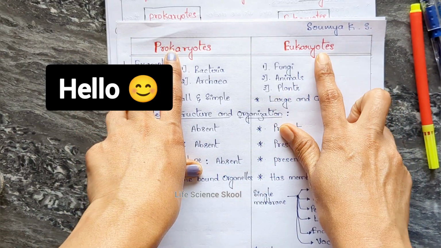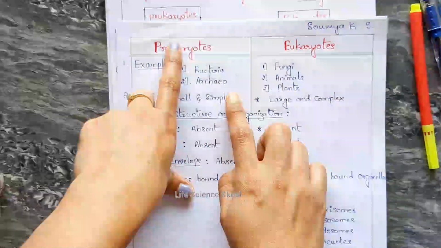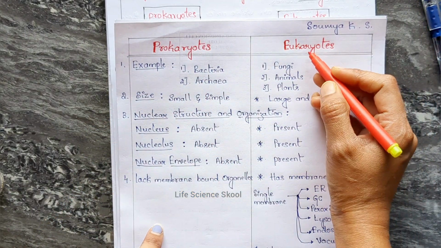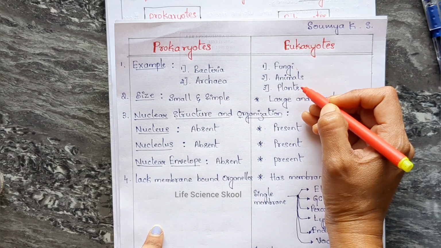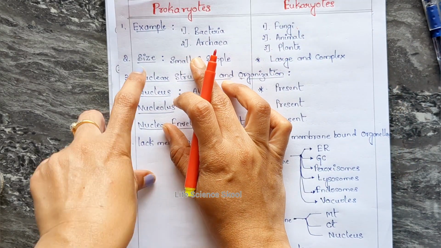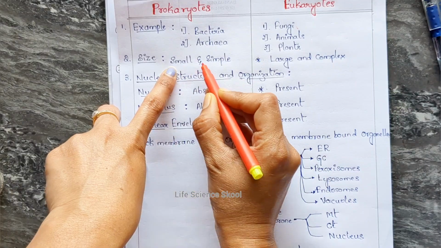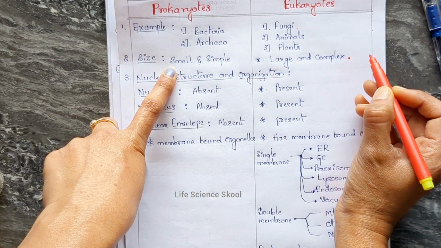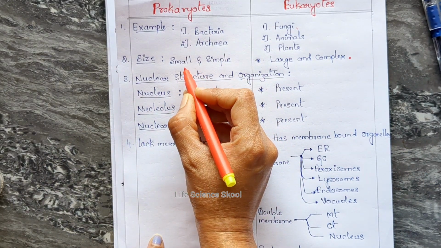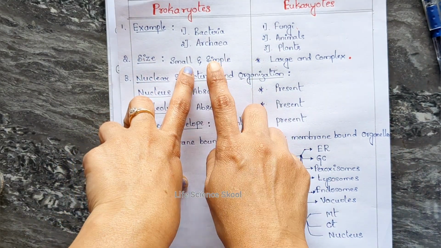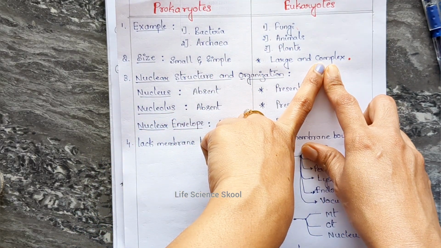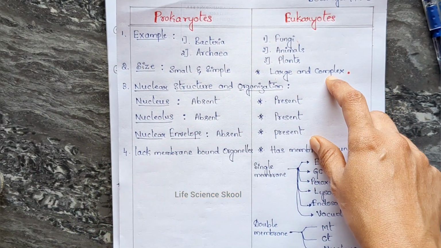Differentiation between prokaryotes and eukaryotes. Example: in prokaryotes we get bacteria and archaea, and in eukaryotes, fungi, animals and plants. Coming to the size, prokaryotes are small and simple, and eukaryotes are large and complex. One more point to add is that prokaryotes are unicellular and eukaryotes are multicellular, in the more complex organisms.